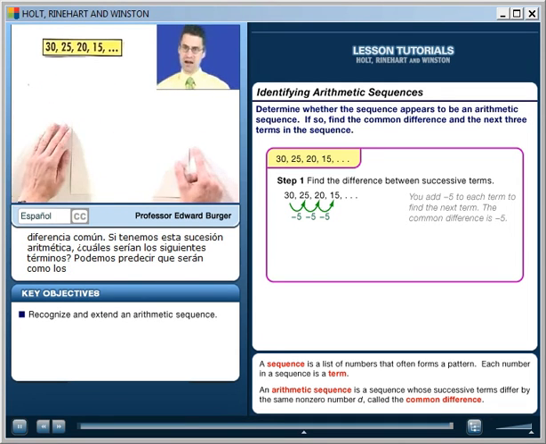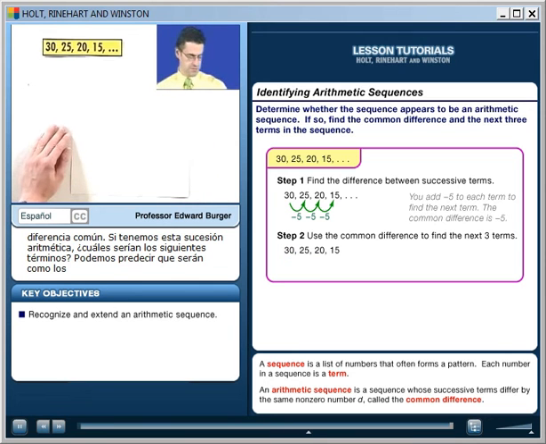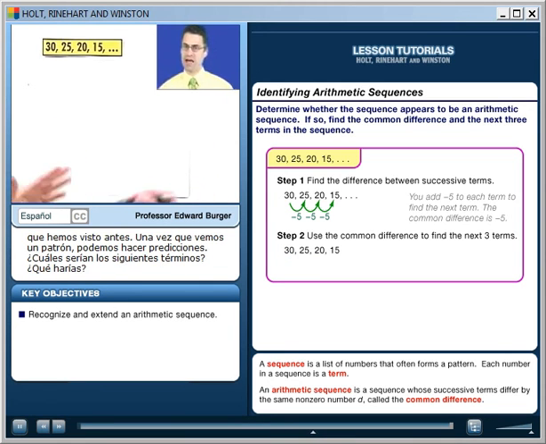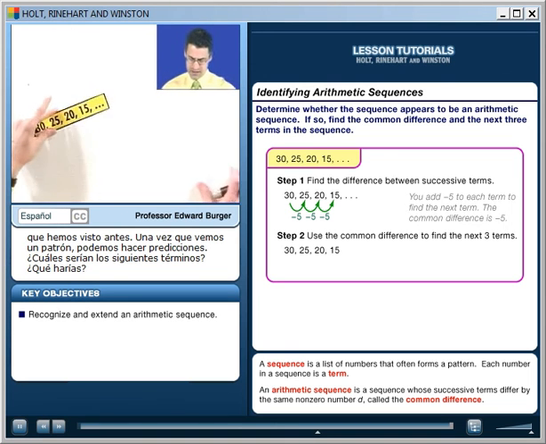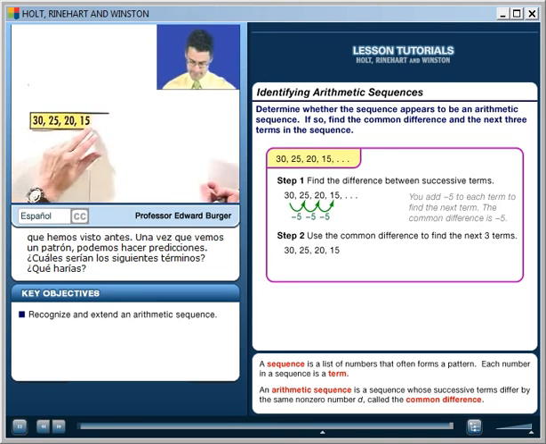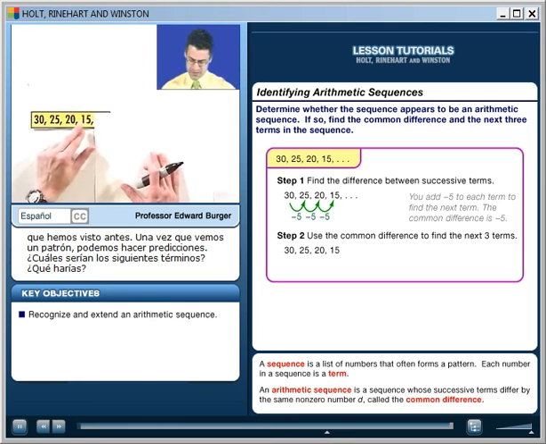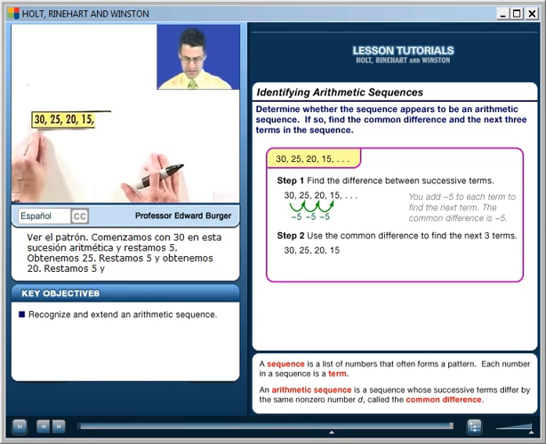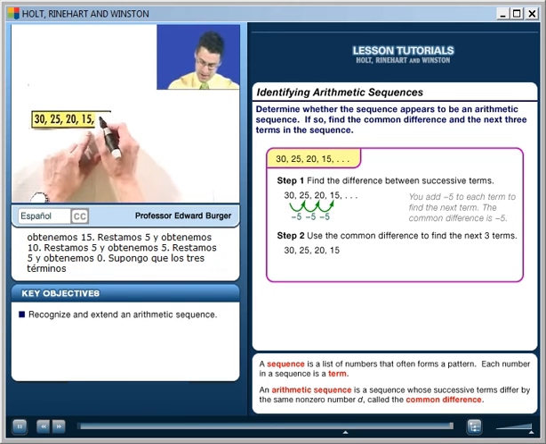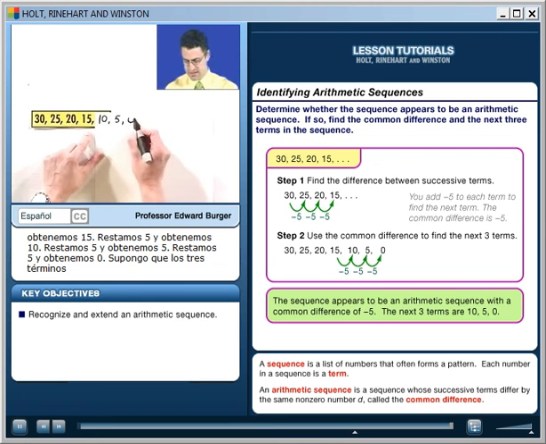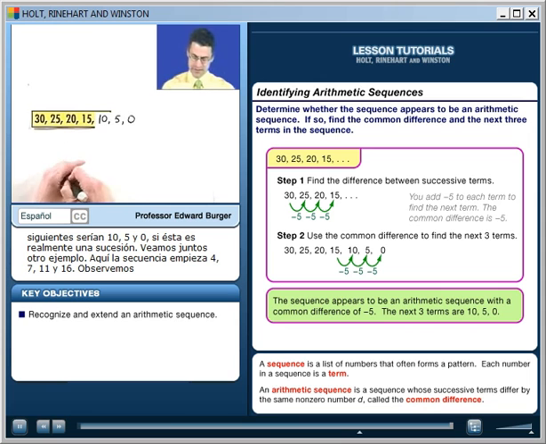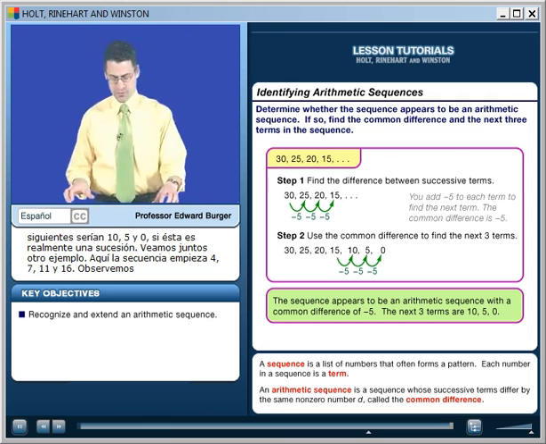So if we have this arithmetic sequence, what would be the next few terms? We can predict them. This is what we've seen before. Once we see the pattern, we can make predictions. So the next few terms would be, well, what would you do? Well, we see the pattern. We start with 30 in this arithmetic sequence, and we subtract 5, we get 25. Subtract 5, we get 20. Subtract 5, we get 15. Subtract 5, we get 10. Subtract 5, we get 5. Subtract 5, we get 0. So the next three terms I would predict would be 10, 5, and 0, if in fact this sequence really is an arithmetic sequence. Let's try another one together.